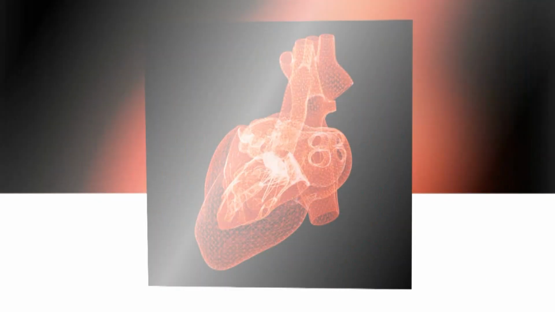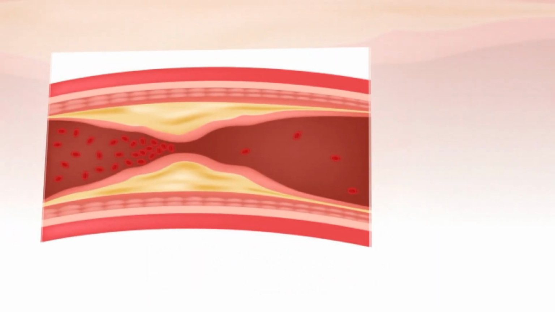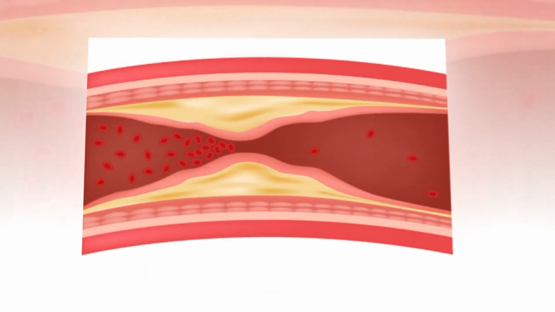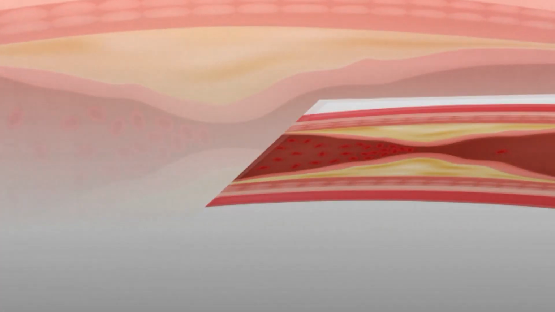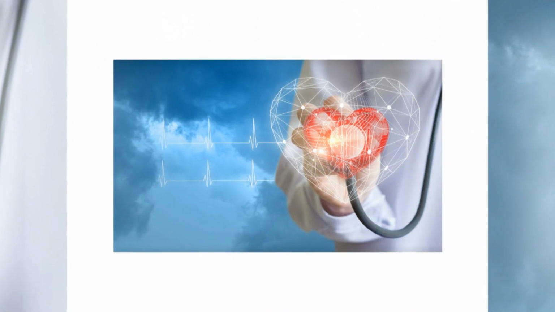Symptoms of cardiovascular occlusion include chest tightness and pain, shortness of breath, palpitations and abnormal heart rhythm, left arm pain, dizziness, and numbness in the legs and arms.